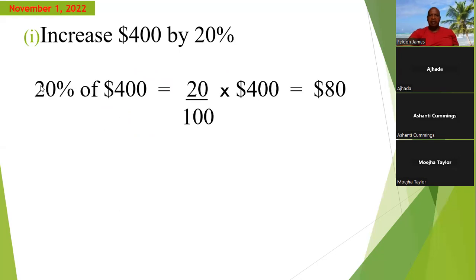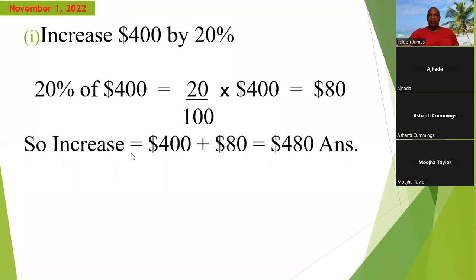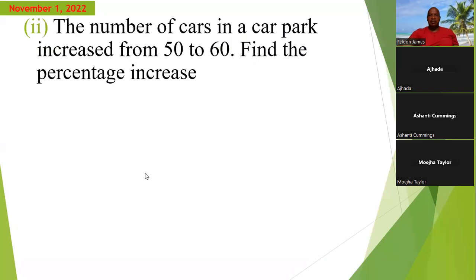So here we find the 20% of 400, we get 80. And so the increase will be 400 plus 80 equal to that. All right, so we have this question that we have actually looked at. Anybody want to walk us through this one?